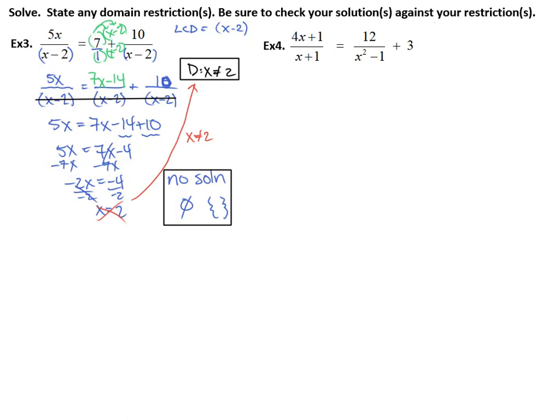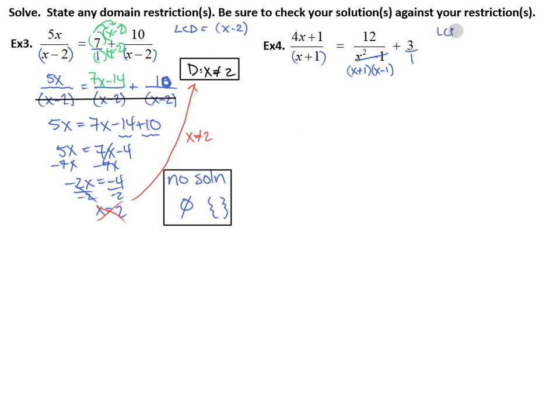Okay, let's try number 4. This one's a little more complicated. If we look at all of our denominators, we do actually need to factor our denominator here. This is a difference of squares, x plus 1, x minus 1. Okay, so I'm just going to get rid of that. That now exists here. This can't be factored out, and don't forget to put that over 1.